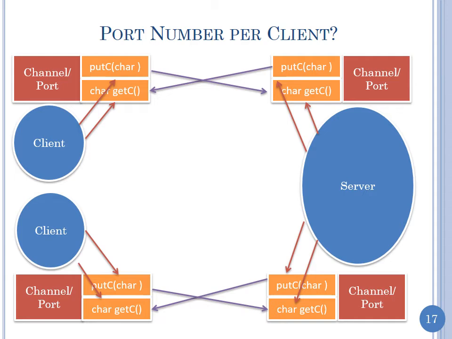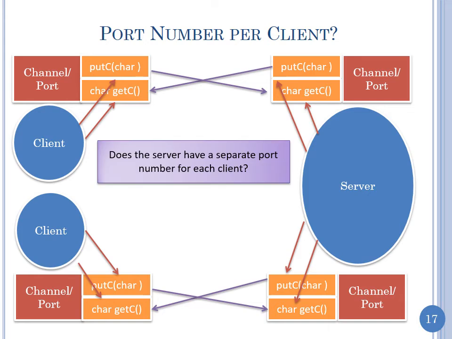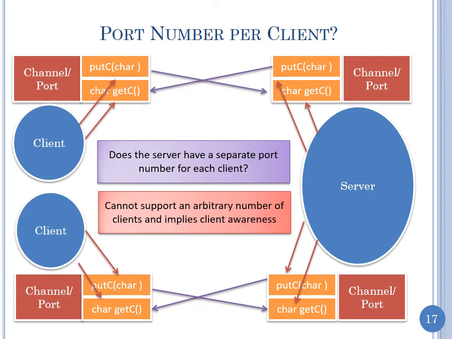The server: a client uses a host and port number. Each client would want a private channel to the server. So does that mean that the server has to have a separate port number for each client? And if it does, then somehow it has awareness of each client, because it knows this is the number that the client is going to use. So we cannot support an arbitrary number of clients, and it implies client awareness.